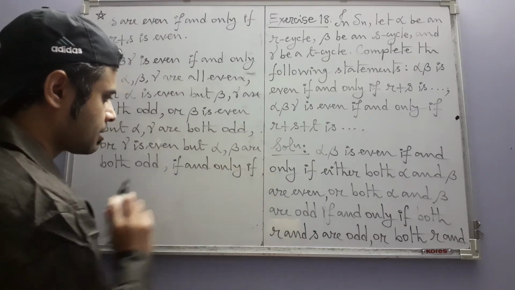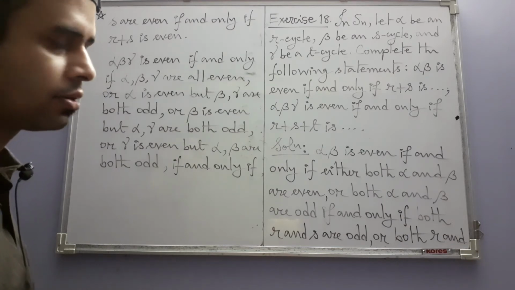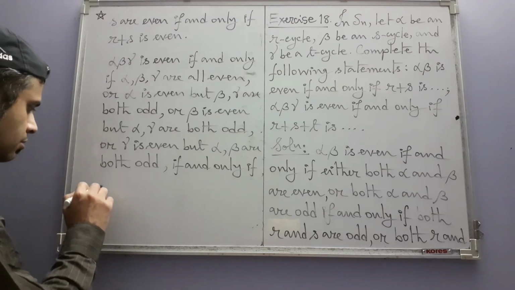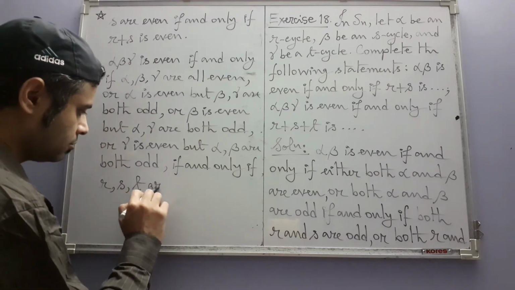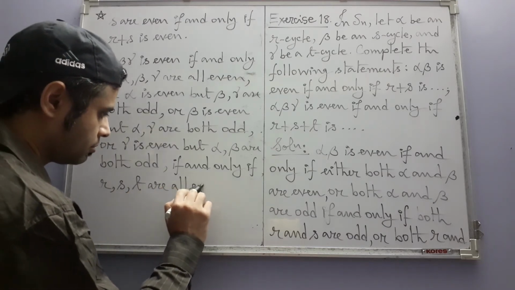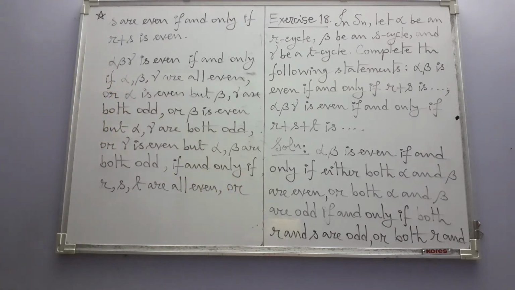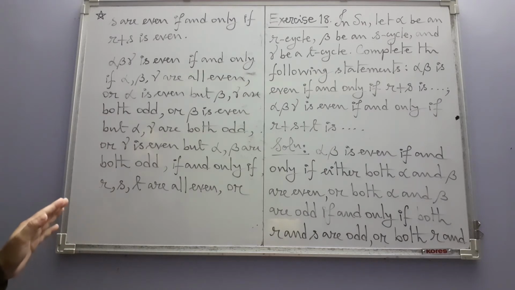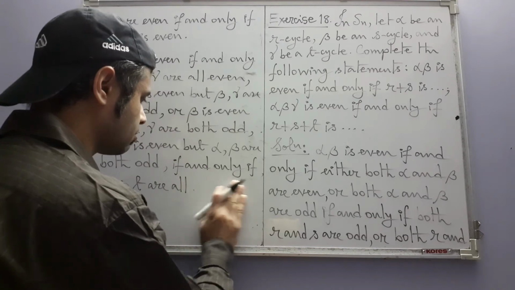Now we have to translate these into the integers r, s and t becoming even or odd. So r, s and t are all even or, oh, wait, no, even, okay, are all odd. What am I saying?